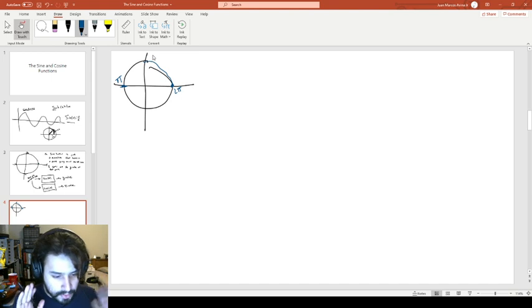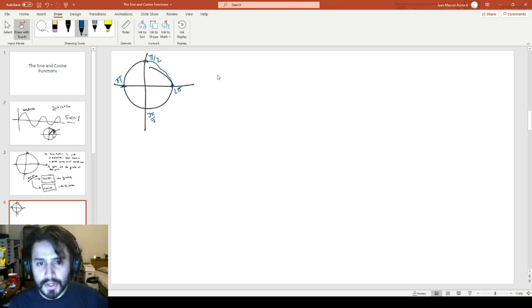Just accept that they're there, and understand that if it takes pi to get halfway around the circle, it's going to take pi over 2 to get to the top part of the circle, and it's going to take 3 pi over 2 to get to the bottom part of the circle over here, right? Because it's in quarters.